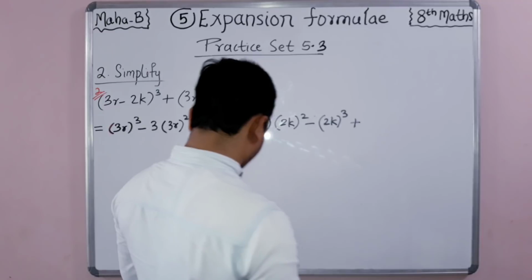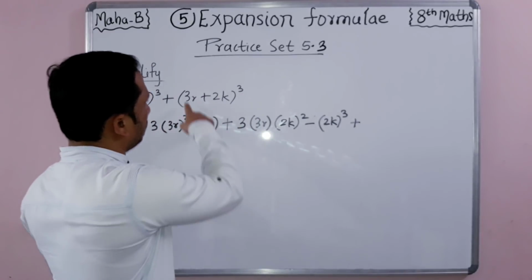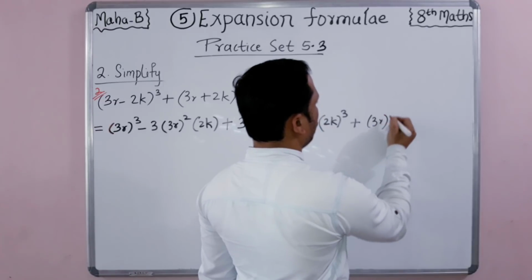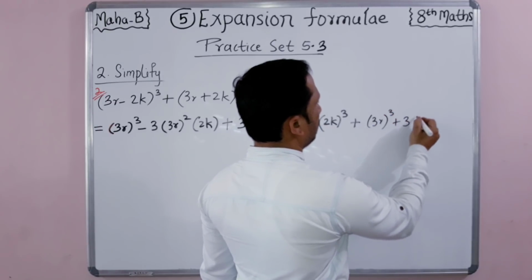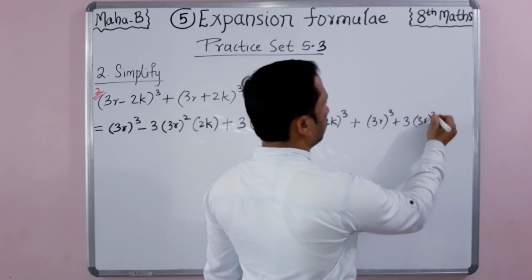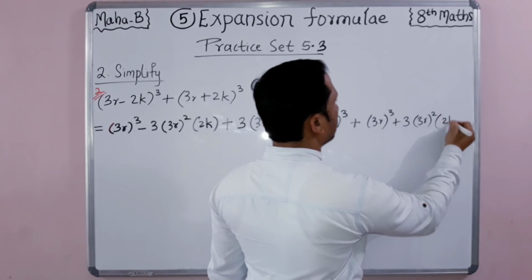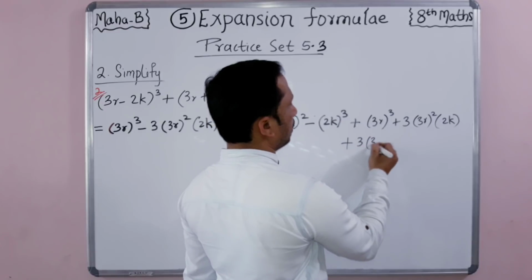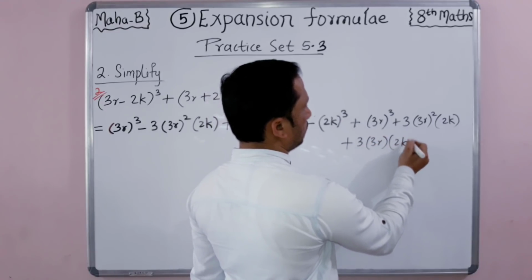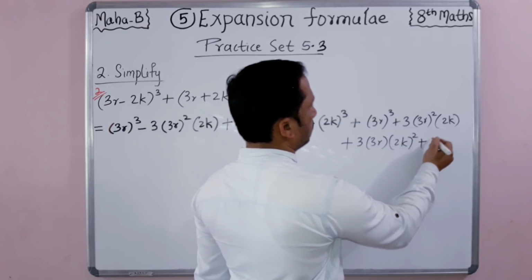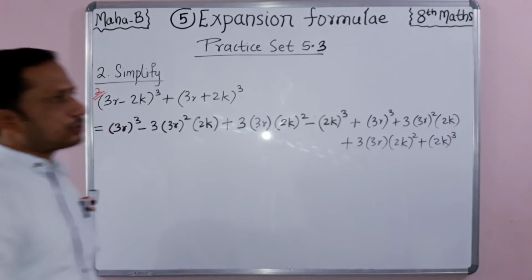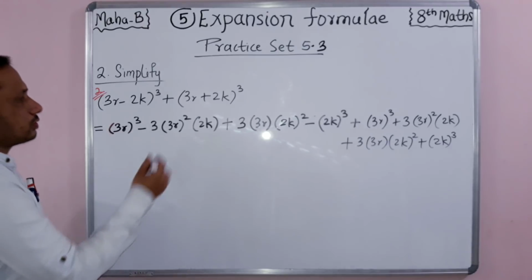So what is plus, students? See there, plus is nothing but 3r cube. Okay, so 3r cube is there, plus 3 into 3r square into 2k, plus 3 into 3r into 2k square, and plus 2k cube is there. Okay students, in this way, first of all, expand the given expression. Okay students, now solve this.